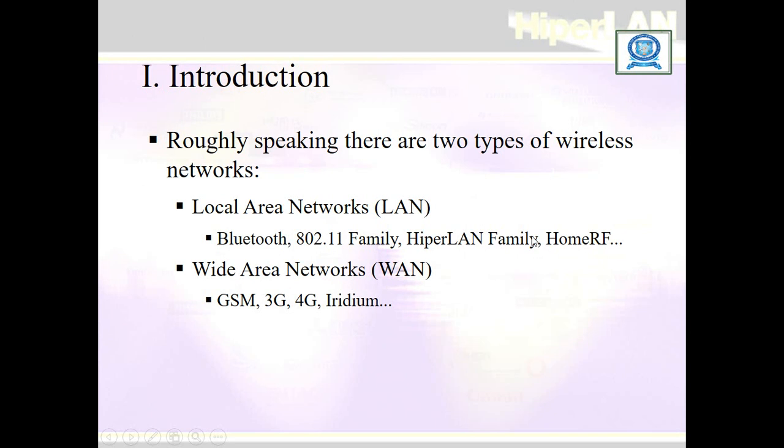First, an introduction to wireless networks. Roughly speaking, there are two types of wireless networks available in the world. The first is local area networks, and the other is wide area networks. For local area networks, the examples are Bluetooth, the 802.11 family, the Hyperlan family, etc. And for wide area networks, we have GSM, 3G, 4G and 5G, etc.